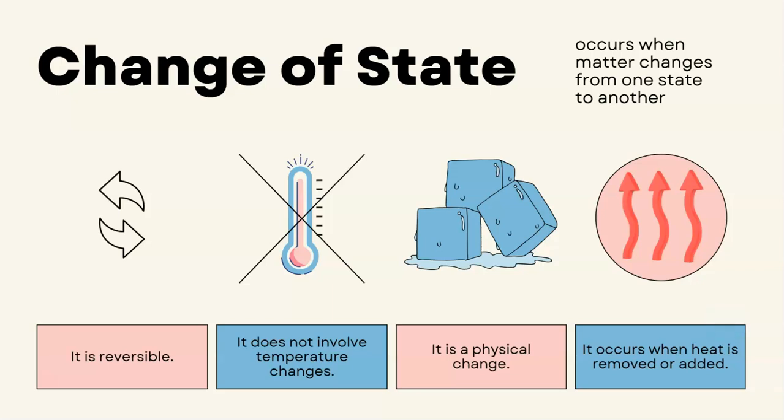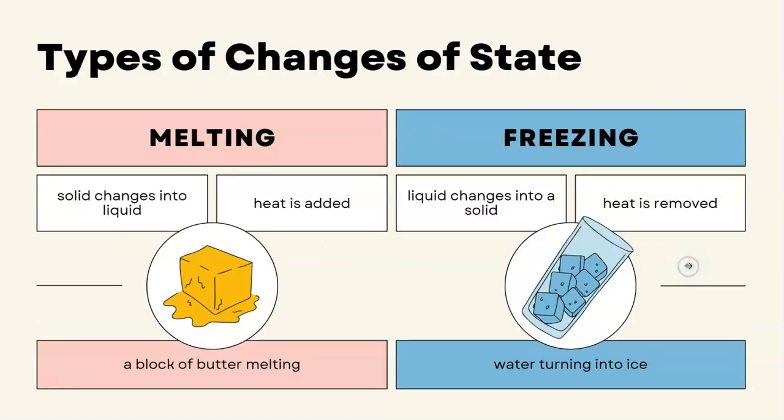Change of state occurs when matter changes from one state to another. It is reversible, so when a material changes from one state of matter to another state of matter, that process is reversible. It can go back to its original state. It does not involve temperature changes. It is a physical change, meaning no chemical reaction has taken place, and it occurs when heat is removed or added. Types of changes of state.